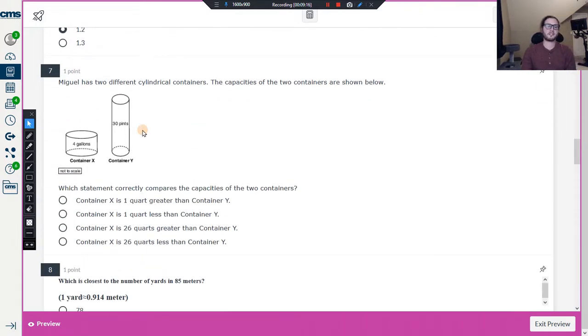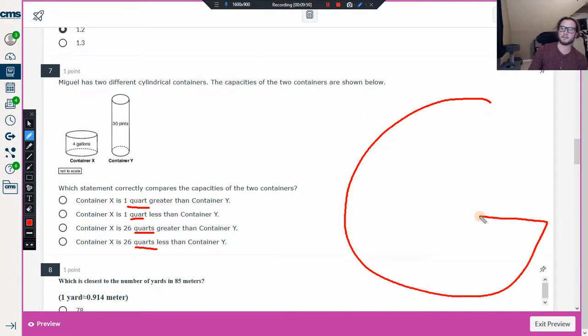For number 7, it says Miguel has 2 different cylindrical containers. The capacities of the 2 containers are shown below. Container X holds 4 gallons, and container Y is 30 pints. And it asks us to compare which container holds more and by how much. So we first need to understand how many quarts each of these containers really is, because that is the measurement we are asking for.